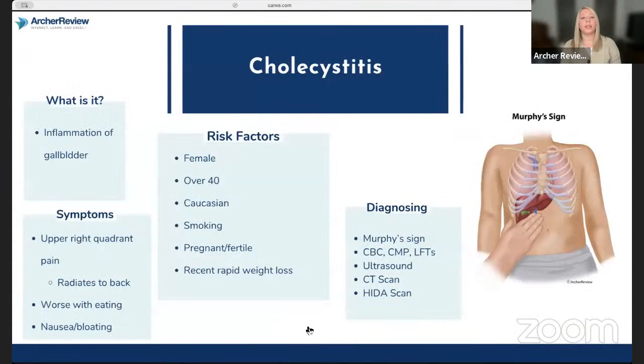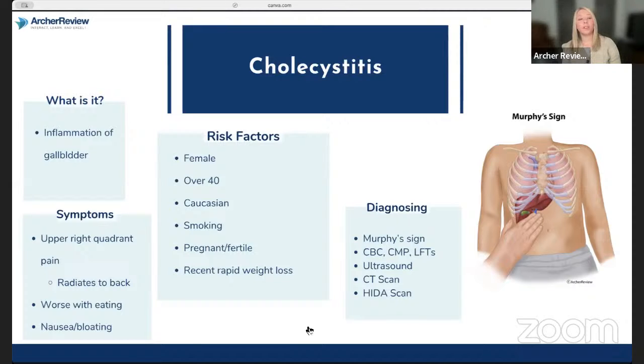All right. Next up, we have cholecystitis, and this is inflammation of the gallbladder, often caused by gallstones blocking the cystic duct. So, risk factors: females are a big one. Over the age of 40 is another big one, and we usually see this in Caucasian women. Smoking, pregnancy, and rapid weight loss, as with gastric bypass surgery, are other big risk factors.